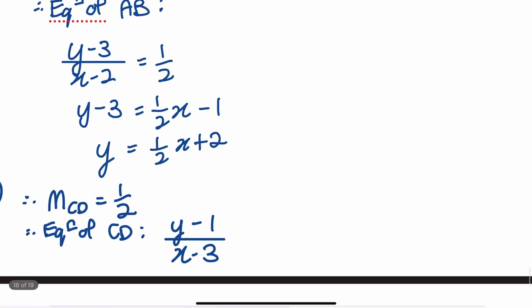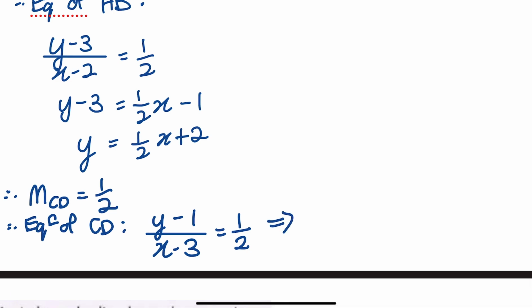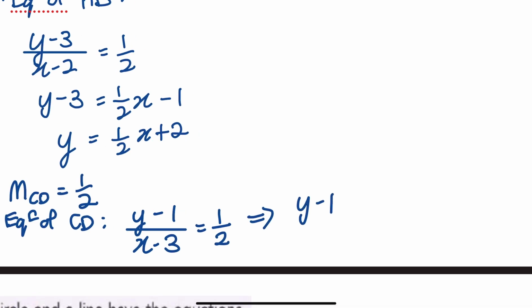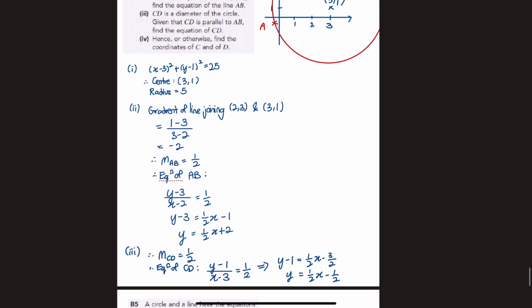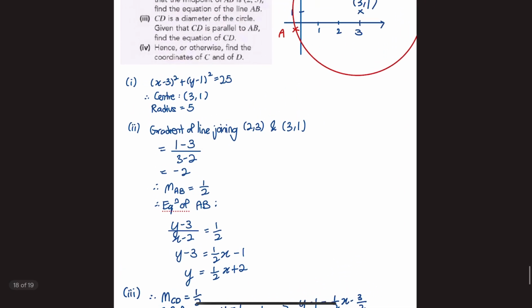X minus 3 is equal to half. Okay, therefore, I can tell the equation of line CD is simply y minus 1 equals half x minus 3 over 2. Y is equal to half x minus half. Okay, and this is for part 3, equation of line CD.